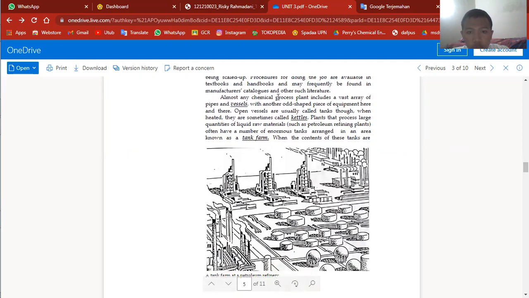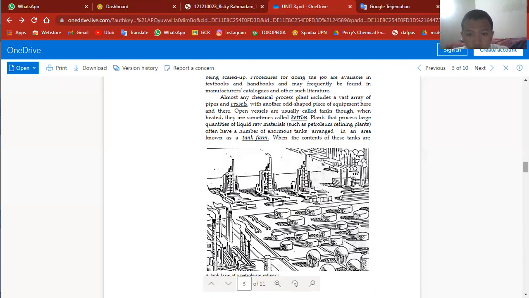Almost any chemical process includes a vast array of pipes and vessels with another outside piece of equipment here and there. Open vessels are usually called tanks. When heated, they are sometimes called kettles. Plants that process large quantities of liquid raw materials, such as petroleum refining plants, often have a number of enormous tanks arranged in an area known as a tank farm.